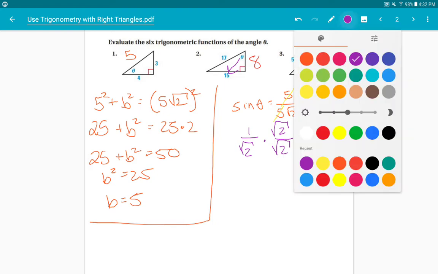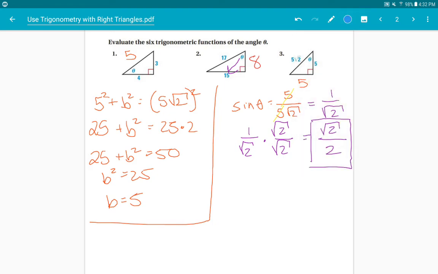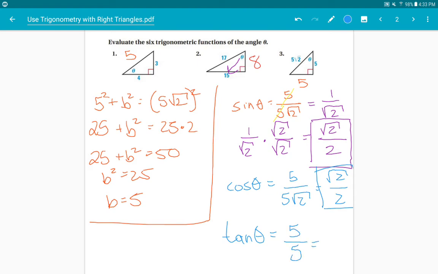Okay, let's look at cosine. So cosine theta is going to be equal to 5 over 5 radical 2. So it looks like it's the same ratio. So we already know that that's going to simplify to radical 2 over 2. So here's a case where sine and cosine are the exact same function value. Let's look at tangent. All right, tangent is going to be 5 over 5. Now 5 over 5, that's simple. That's just going to be equal to 1. Okay, so tangent theta is equal to 1.